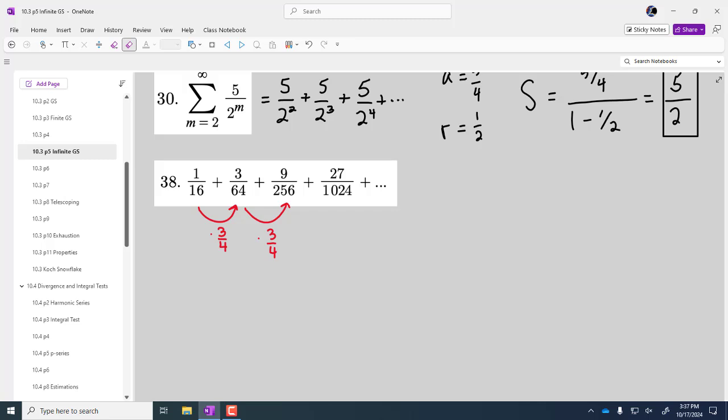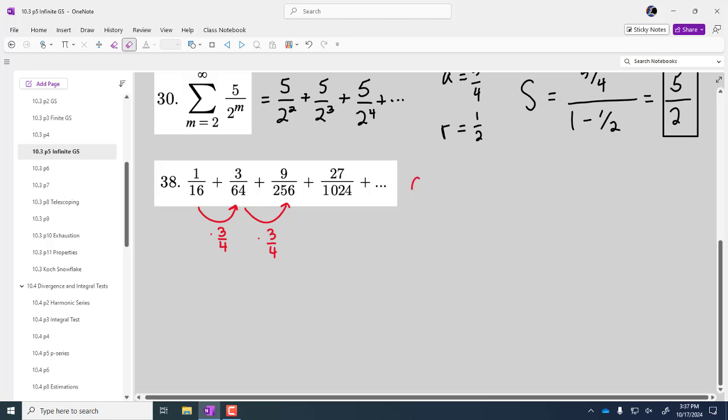So it's geometric. The A value is a 16th. The R value is 3/4. So the sum is going to be A divided by 1 minus R, and that's going to be 1/4, I believe.